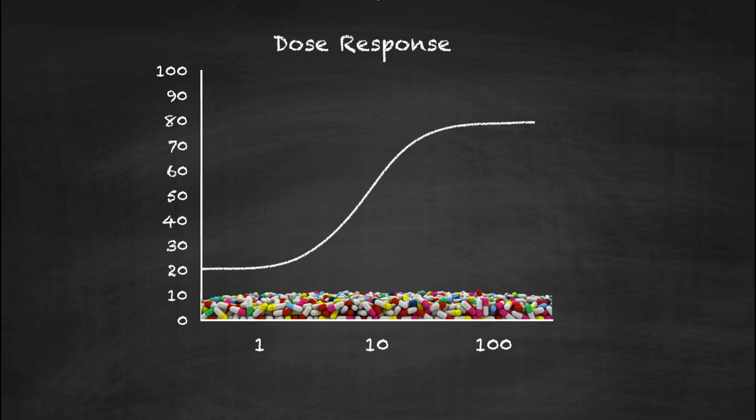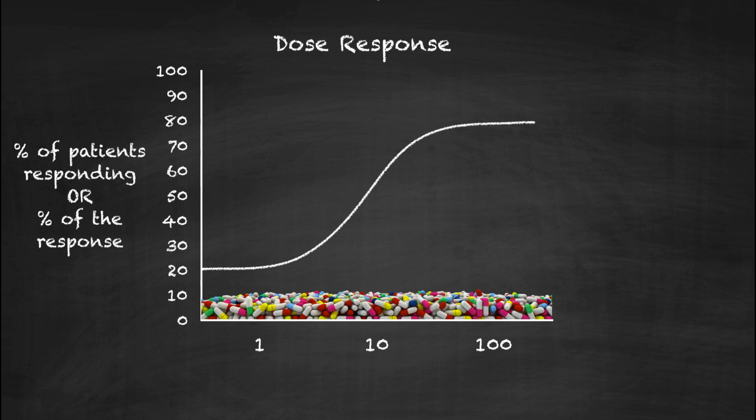What I want to do is talk a little bit about why it is so important for you to understand some of the concepts of it. On the y-axis, we have the percent of patients responding, or the percent of the response, anywhere from 0 to 100. On the x-axis, we have the actual dose. It's really important to realize that this is almost always described as a log dose. That will become important to remember, because it shows the differences as we increase or decrease doses and what it does to the percent of patients responding.